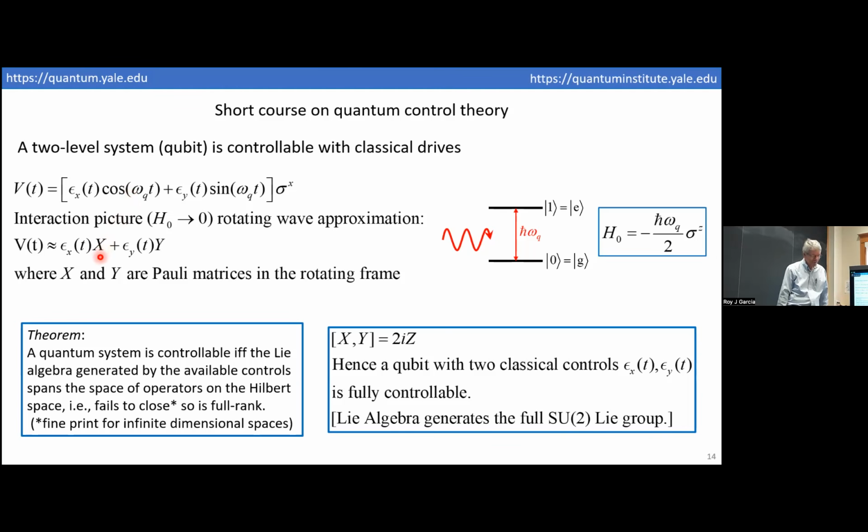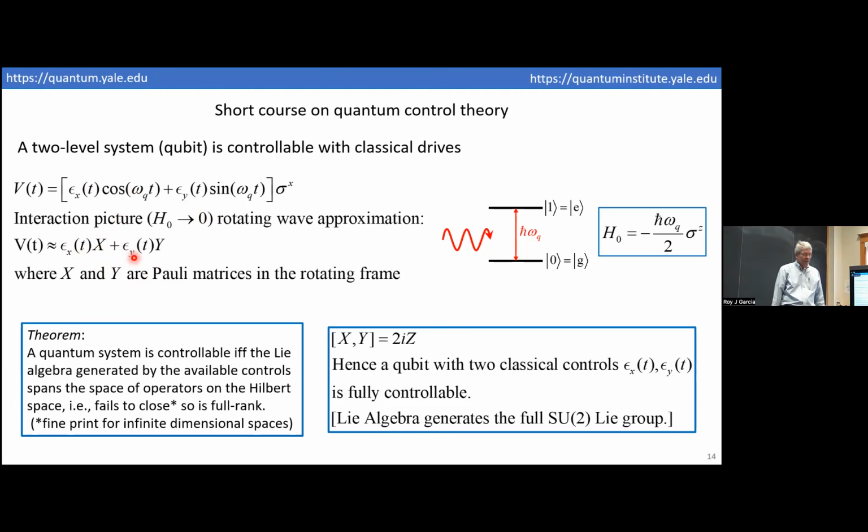And I can couple to Pauli X and Pauli Y in this rotating frame. Because it's precessing, if you wait a quarter cycle, X turns into Y, and these two pulses are a quarter cycle out of phase. So that's why you can couple separately to Pauli X and Pauli Y.